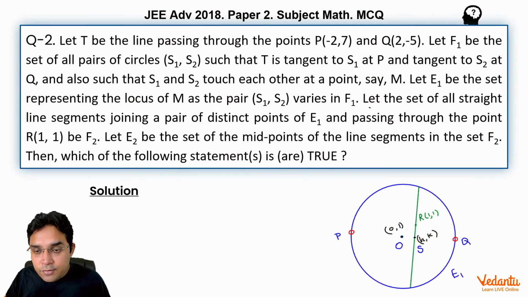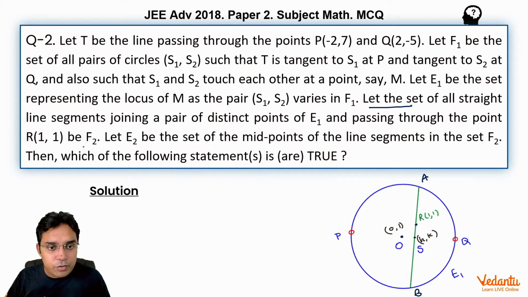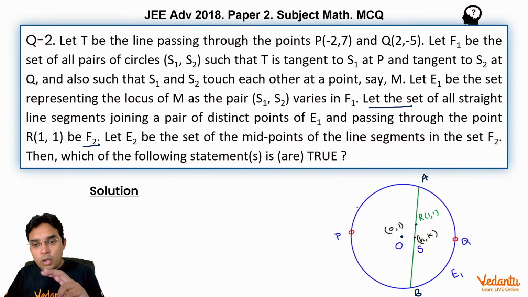So after this, if we read it again, set of all straight line segments joining a pair of distinct points of E1 and passing through point R1, 1. So I can consider this AB line segment passing through R. And all such points AB on this E1, if we join which passes through R, we can consider them in the set F2. The F2 is the set of all straight line segments joining a pair of distinct points of E1 and passing through point R. So all such chords AB passing through R will be there in set F2.